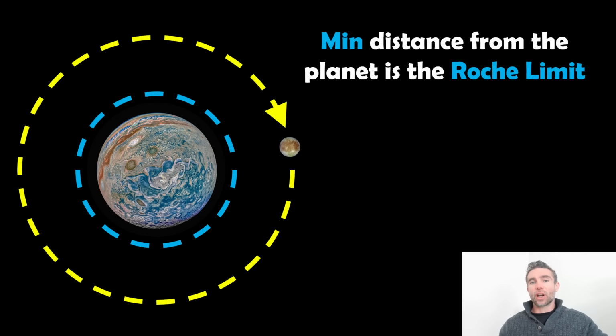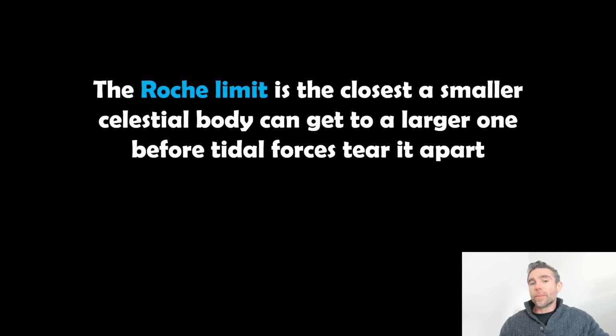So the minimum distance, the closest it can get to a planet, is called the Roche limit. If it's inside that, then it will no longer be a moon. It can't exist on a stable orbit. Why is that? Well, the Roche limit is the closest a smaller celestial body, like a moon orbiting a planet, can get to its larger one before the tidal forces will tear it apart. So if a moon, even a planet to its star actually, gets too close, then it gets tidally pulled apart. Those tides become so strong that the internal strength of the object is not able to hold itself together and it gets stretched, pulled apart, and it's essentially destroyed.